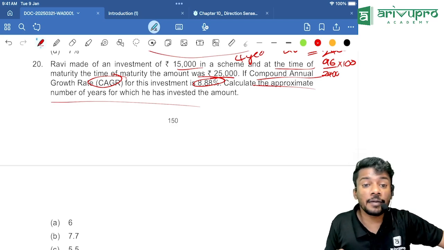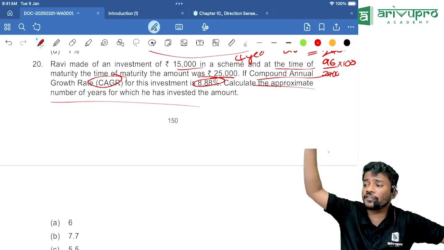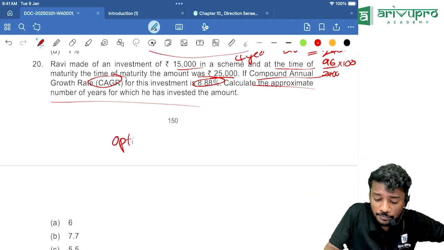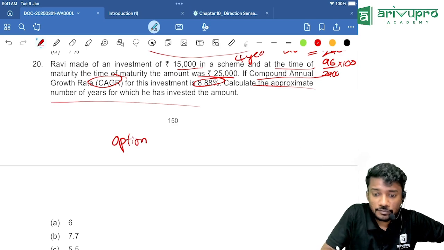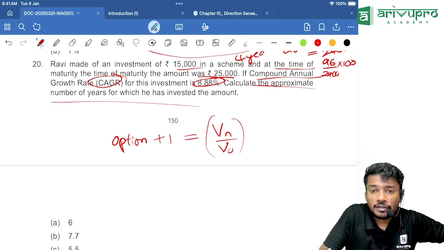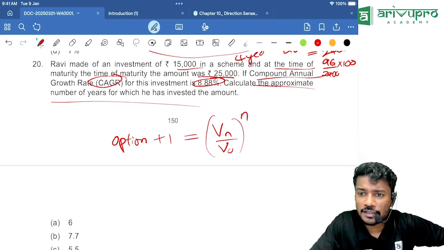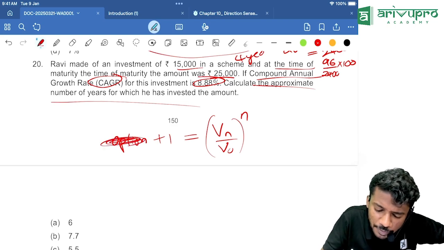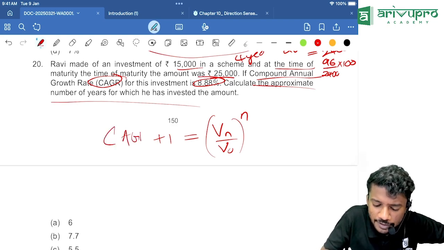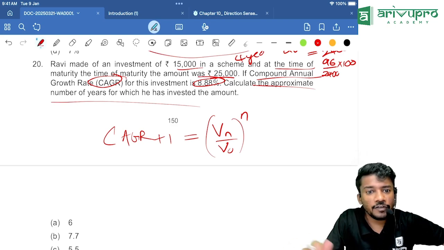Okay, he has invested the amount. How will you find it? I'll ask you one question. What was our shortcut method for finding CAGR? 1 plus CAGR is equal to Vn divided by V0 the whole raised to 1 by n, or Tn minus T0. That we can take as Tn itself here. That was our formula, right? What is this CAGR, people? It is nothing but CAGR. Now can you find the answer?